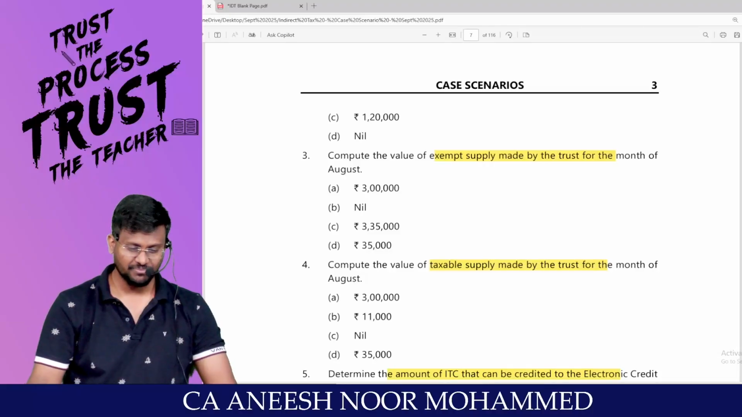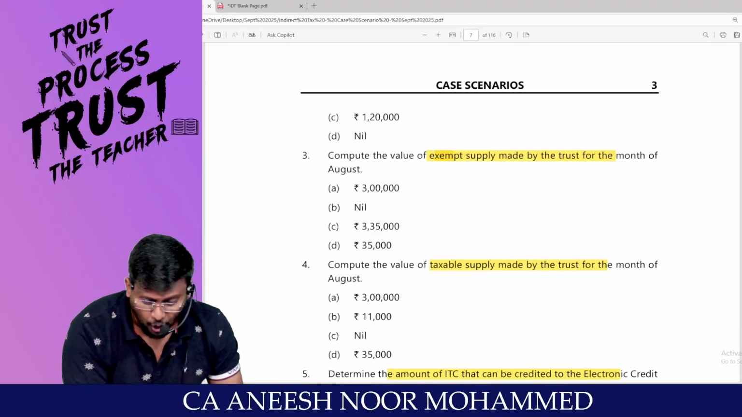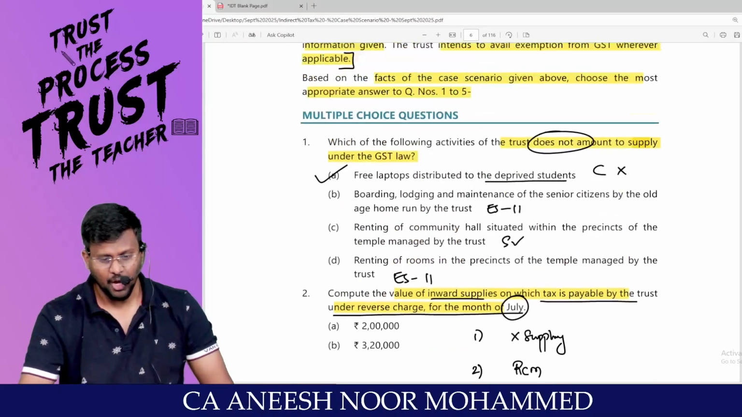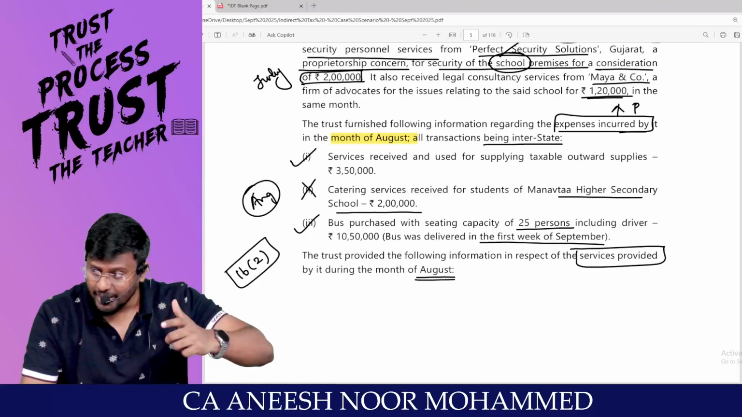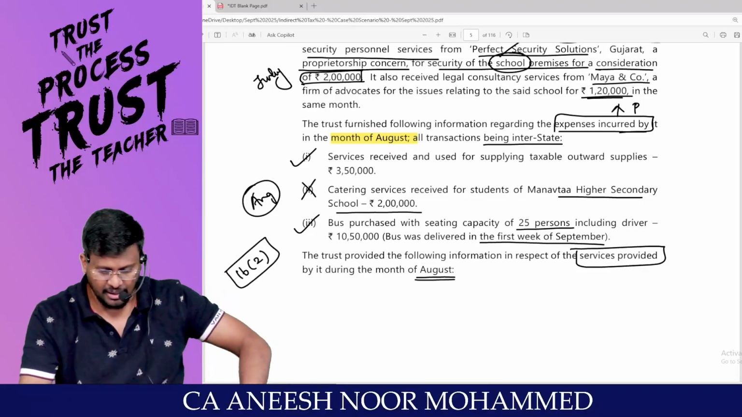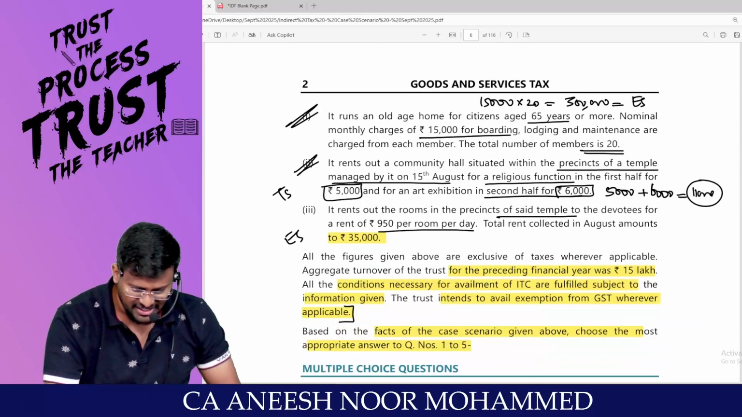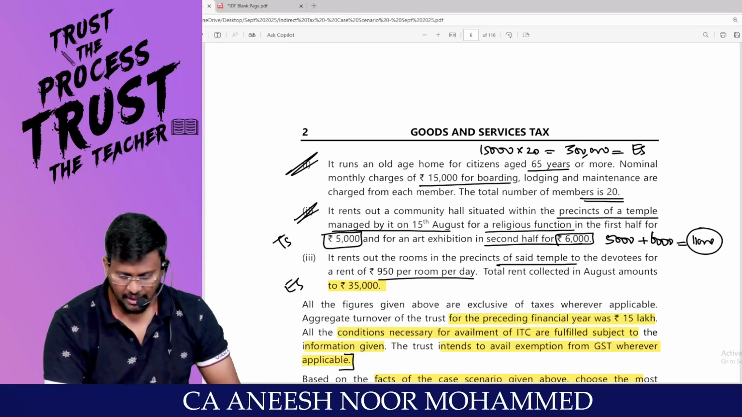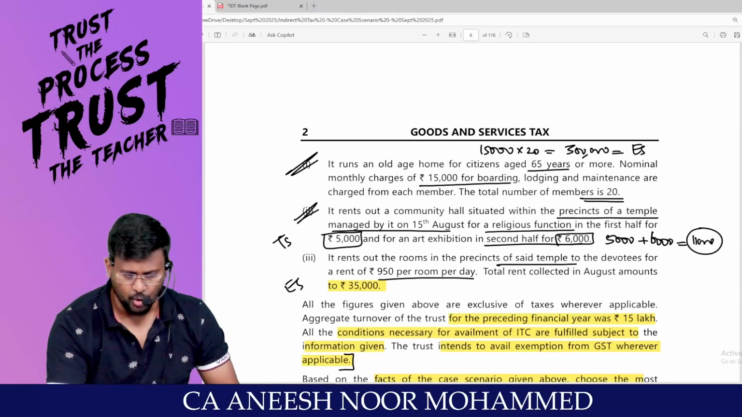Are you enjoying? Compute the value of exempt supply for the month of August is the question. So I have to move to August. In August, what do they want? The exempt supply they made. Sir, these are inward supply, right? In August, I have to check the outward supply. The first one is an exempt supply. Am I right? Which is 15,000 into 20 comes to how many lakh?